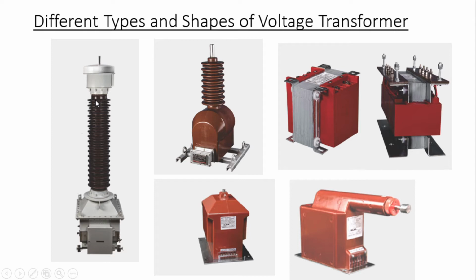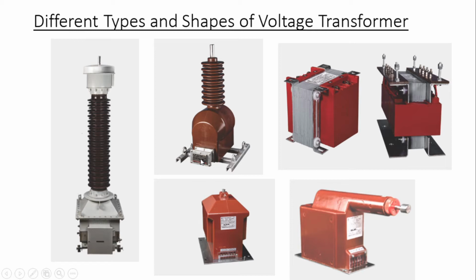Now we will see the different types and shapes of VT. Here we see these VTs. According to construction, they are oil cooled or resin cast. We have just seen in the substation slide this type of VT. One of its high voltage winding terminals is on the top of VT, that is over the bushing, and the other end of the high voltage winding is brought down for earthing connection, and at the base of VT the secondary terminals are available for connection to metering and protecting devices.